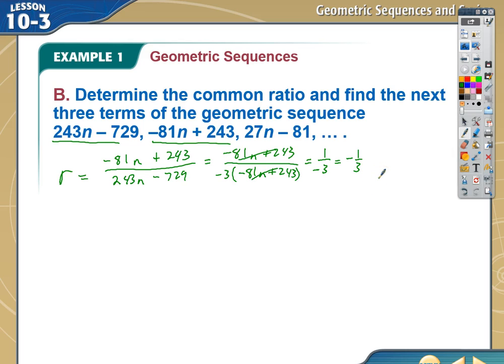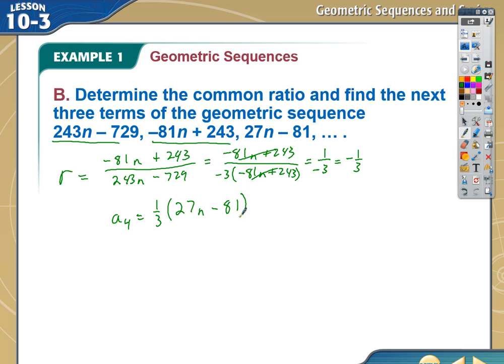I'm not going to make you do it again. Just trust me, it works. So -1/3. So then I want to find the other ones. To find my fourth one, again, that's a sub 4, is 1/3 times the next one, 27n minus 81.